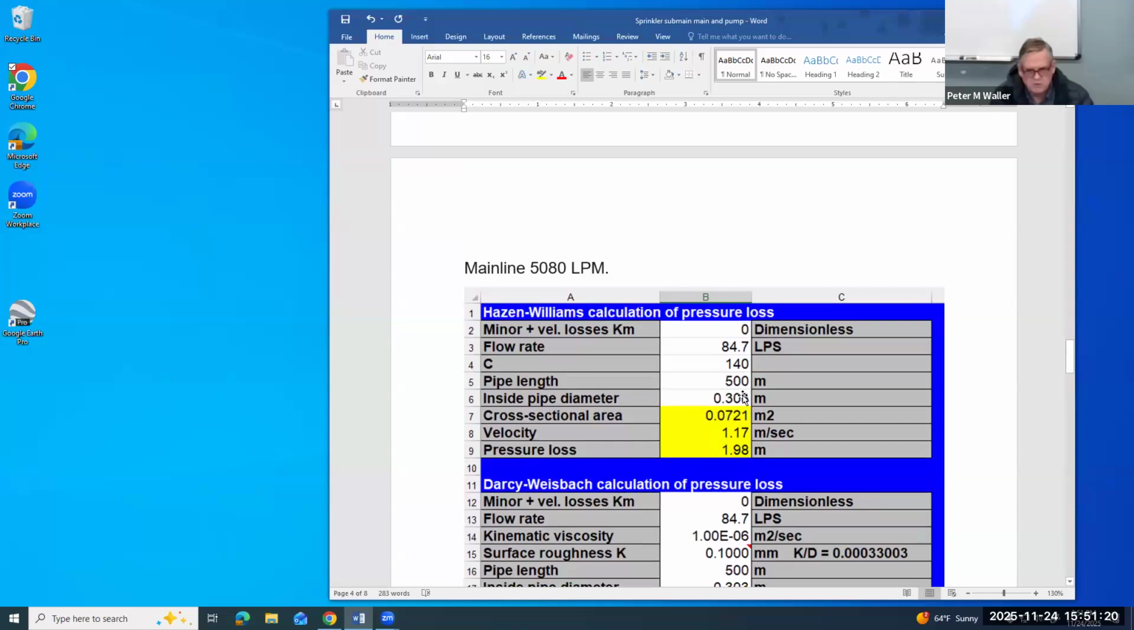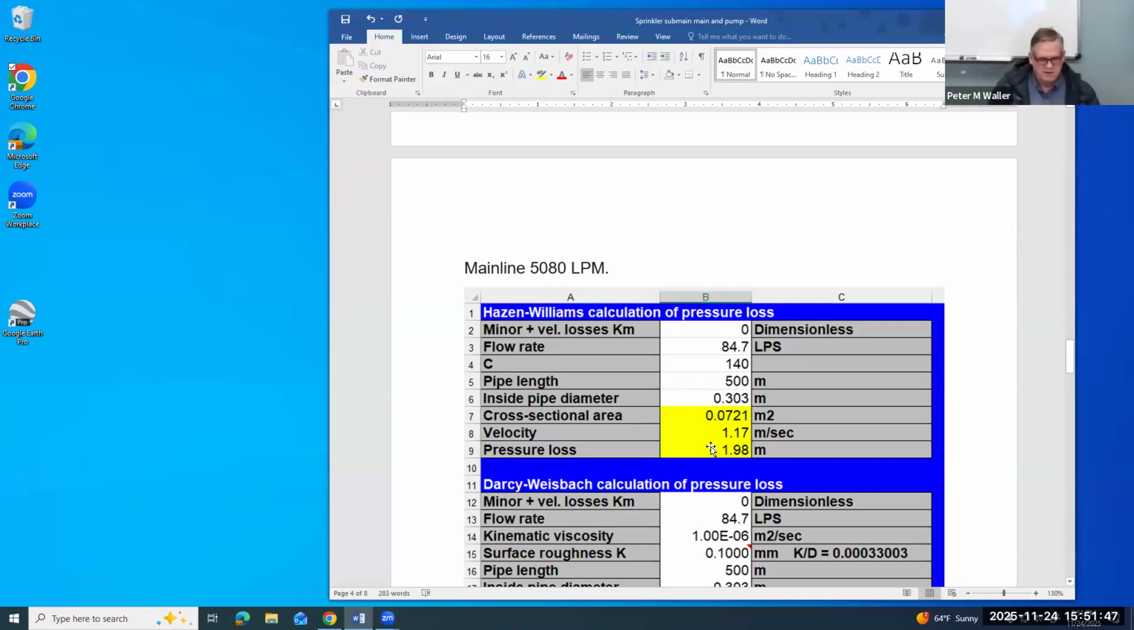I decided to use 12-inch pipe, which is 0.303 meters. That's the inside pipe diameter. The reason I use 12-inch pipe is I had 2 meters head loss, and I really don't want to go up. I could use 14 or 15-inch pipe and have almost no head loss, or have like 1.6 or 1 meters head loss. I don't know what it would be.